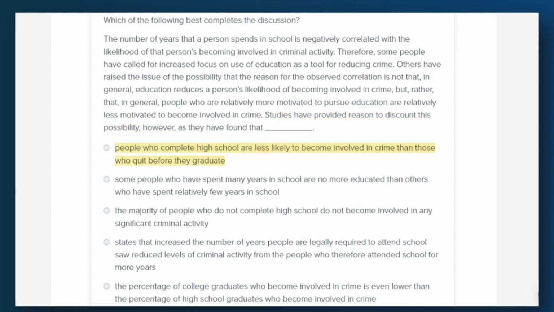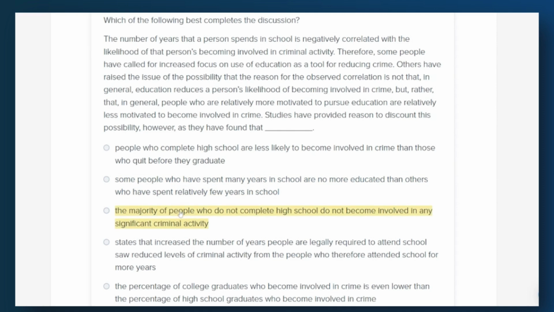A. Studies have provided reason to discount this possibility, however, as they have found that people who complete high school are less likely to become involved in crime than those who quit before they graduate. This is established in the question, so it doesn't add any new info. It also doesn't fit with the setup sentence fragment well. B, as they have found that some people who have spent many years in school are no more educated than others who have spent relatively few years in school. Some people could be a few people, it could be most people. This choice doesn't give us enough info to be helpful.